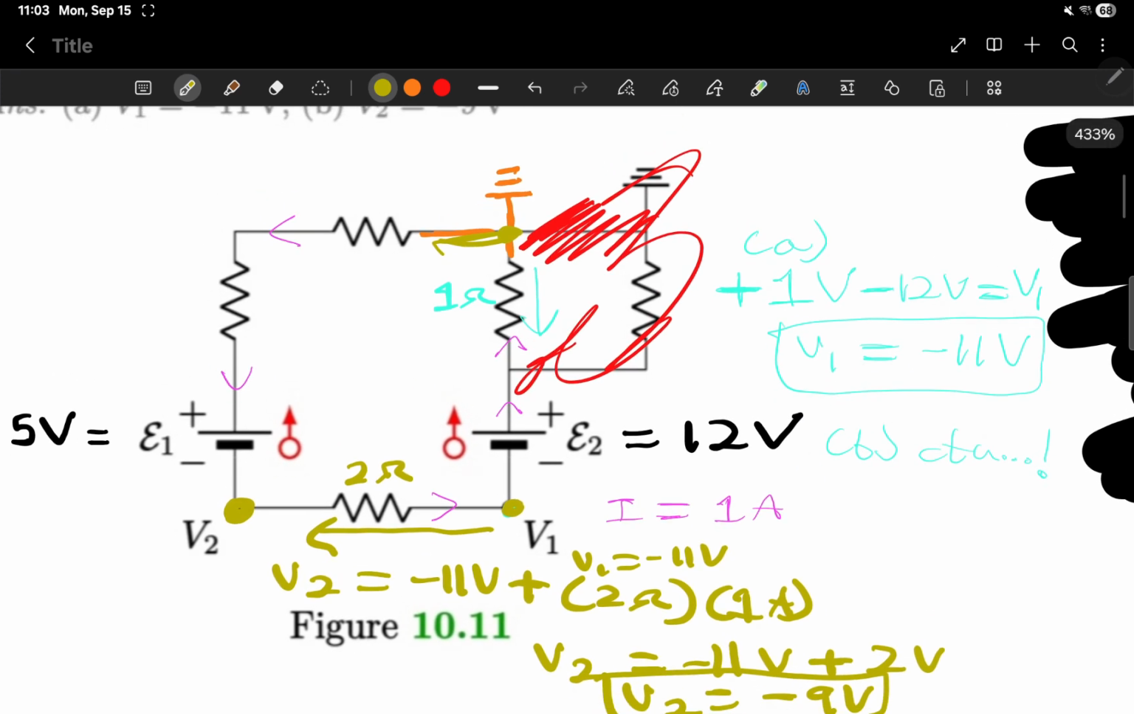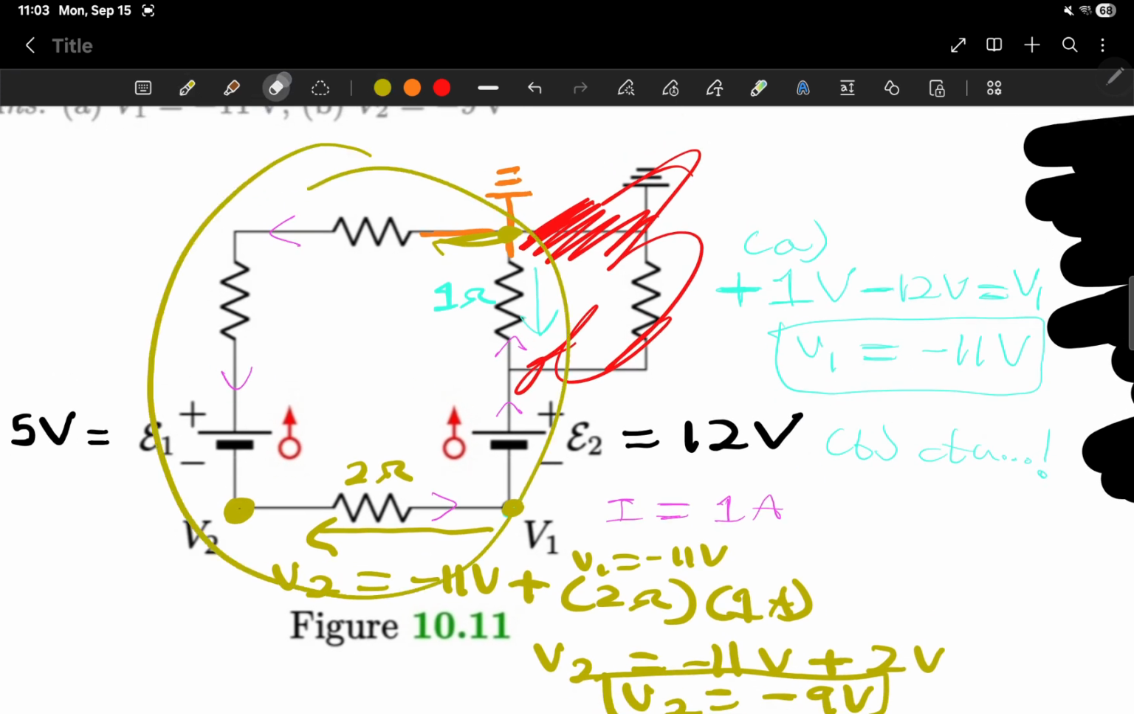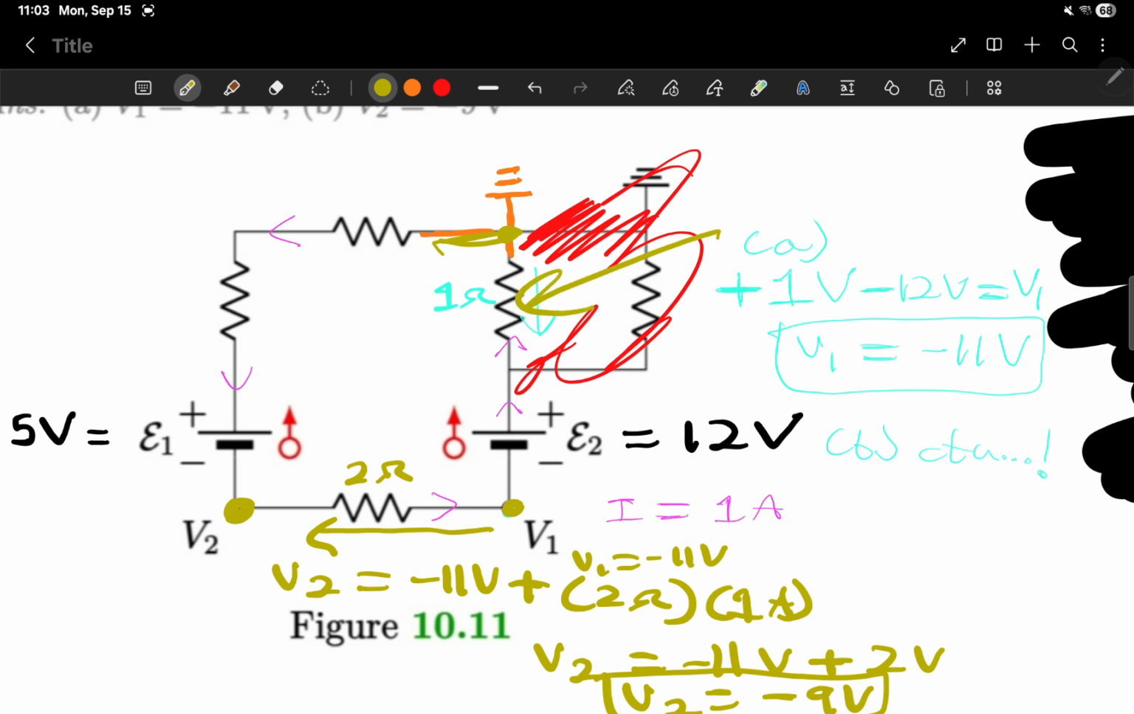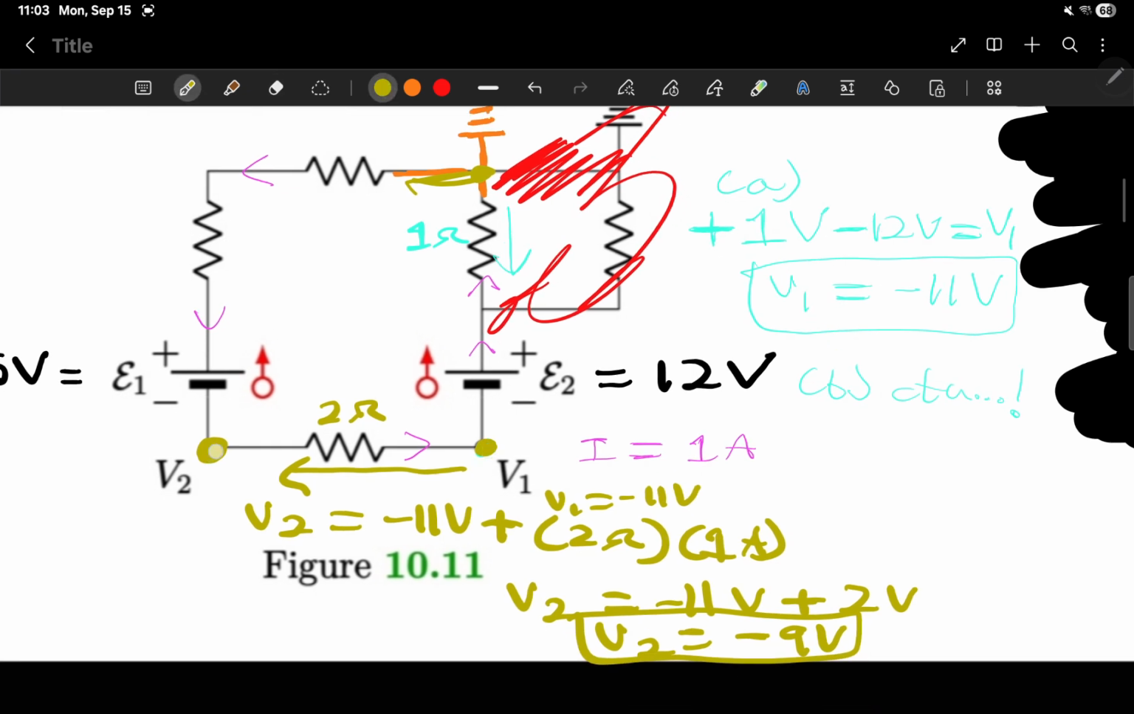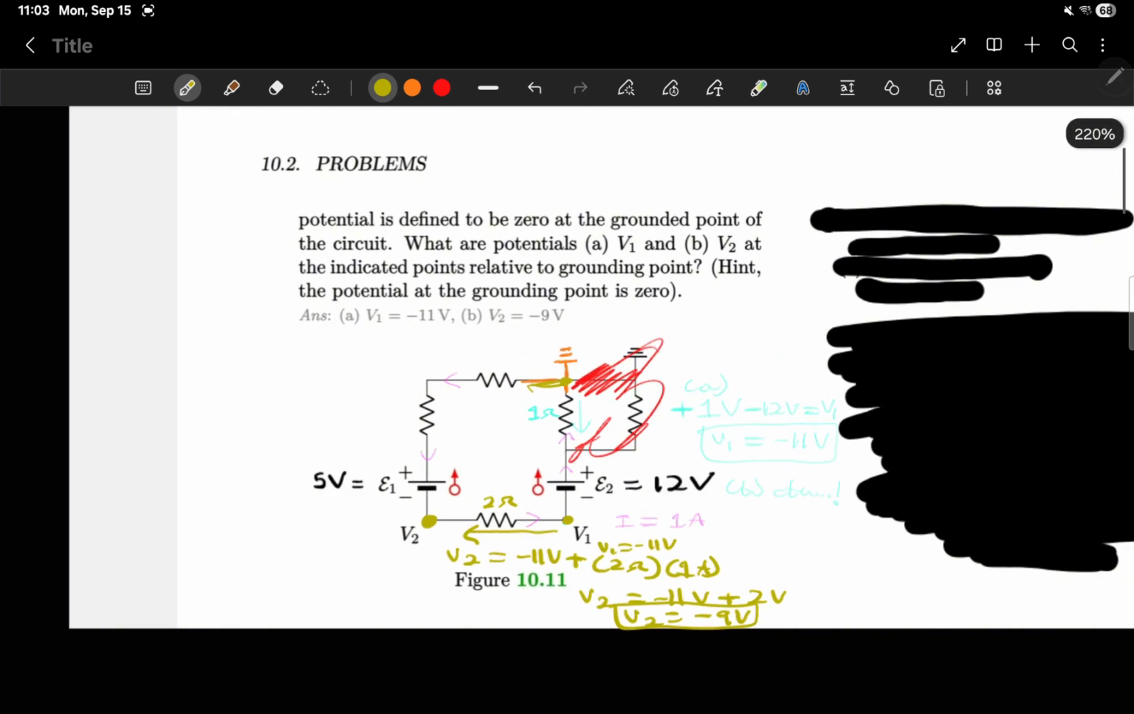So after finding the value of the current throughout the entire circuit and knowing where it's flowing, drawing that out, and condensing and simplifying the circuit as much as we can using the equivalent resistance formula, we can make this problem simpler and then find the potential at various points. I hope this helps, and have a good day.